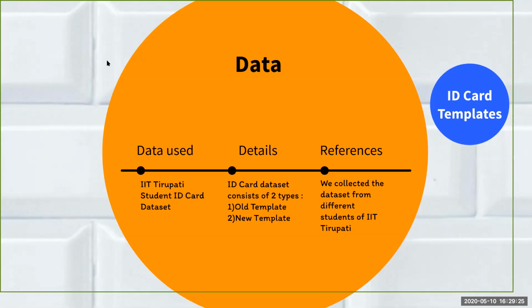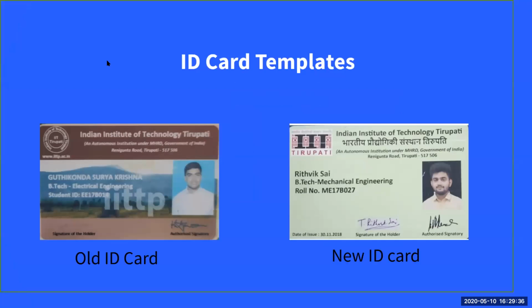For this data, we asked for the ID cards of each and every student from IIT Tirupati, and the two ID cards look like this: one is the old ID card and the other is the new ID card. Here you can see that the data present on the old ID card is unclear because the background dominates the foreground. When we see the new ID card, the text is much more clear, and the background is not cluttered, so that we can get the data much better from the new ID card.